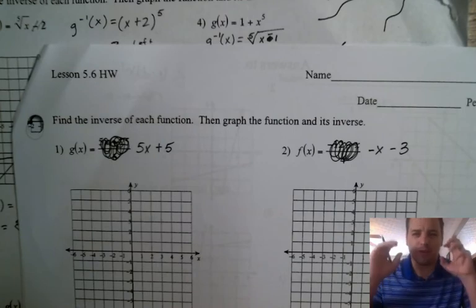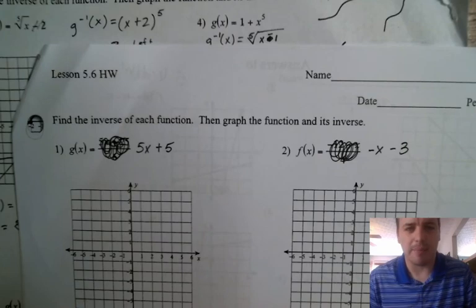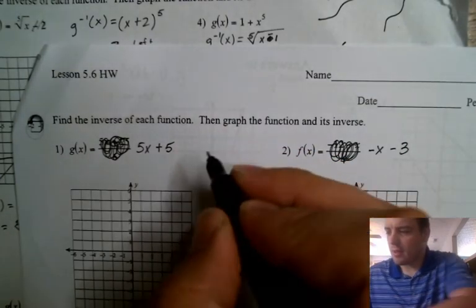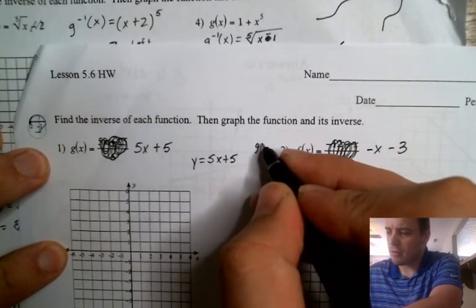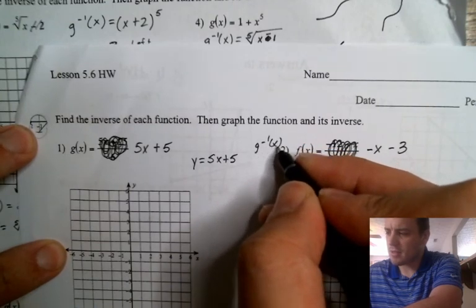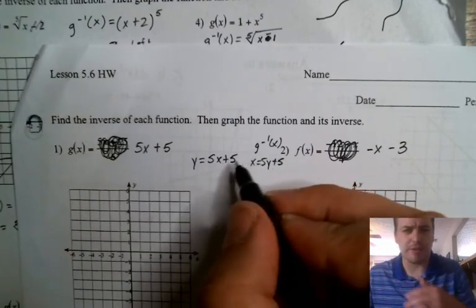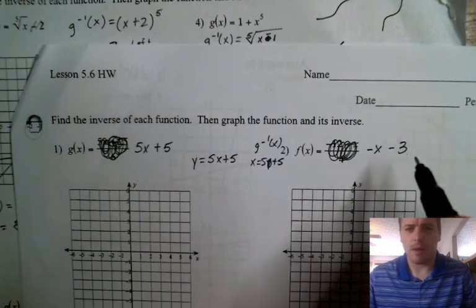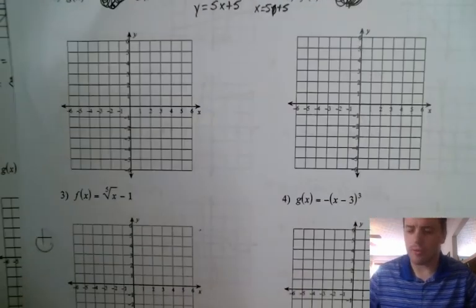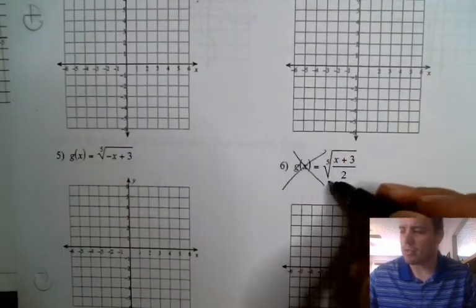This will help you. I want you to get better with your understanding of what's happening. So when you do your thing, y equals 5x plus 5, and then you do your inverse of g of x, you just switch them. x equals 5y plus 5. Okay, so that's an example of what that looks like, and then you just solve for that y. Okay, over here, negative x minus 3. 3's fine, 4's fine, 5's fine, and I don't want you to work number 6.